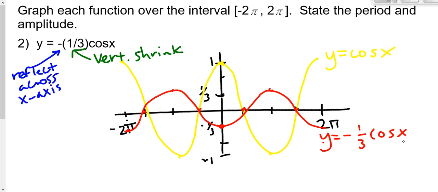And for the period, we did not change the width at all, so that is still 2 pi. And for the amplitude, we did change the height, so the distance from the middle to the top is now 1/3.